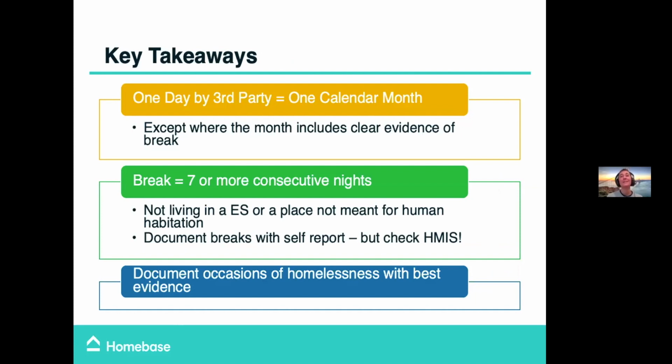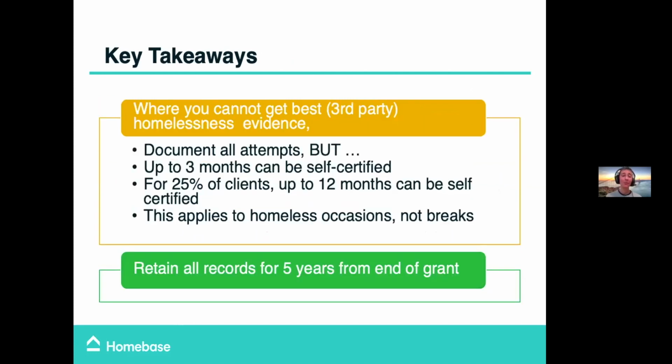So these next couple of slides just summarize for you the key takeaways. So if you have third-party documentation, 1 day equals 1 month. If you're documenting a break to get those 4 episodes at 7 or more nights. You always need to try to document homelessness with your best evidence, so third party. Next slide. And then where you can't get third party, you have to show that you tried, but then you have up to 3 months that you can use self-certification. And then just to note that at a program level, you should be keeping these records for at least 5 years from the end of the grant. So these should stay in the client file.